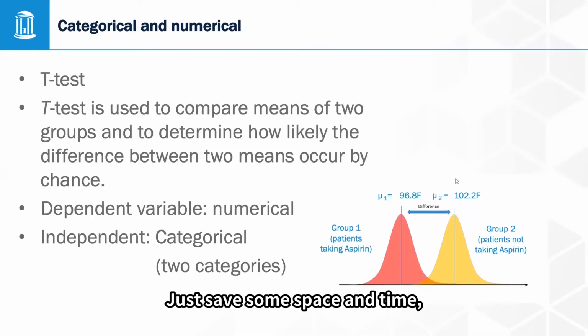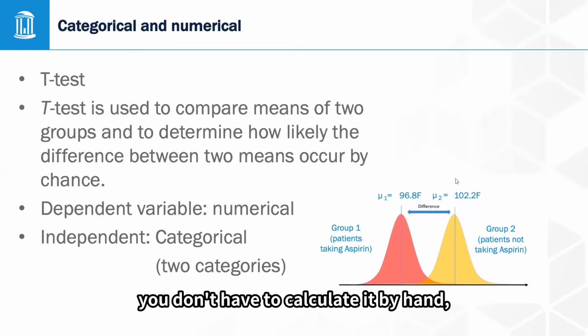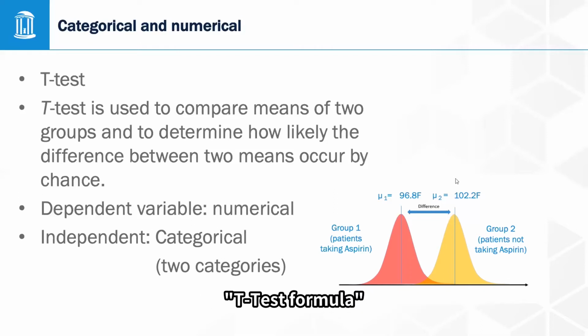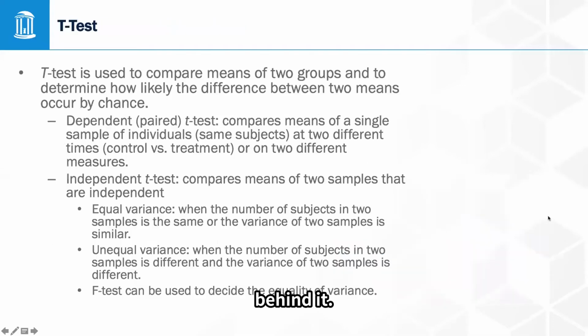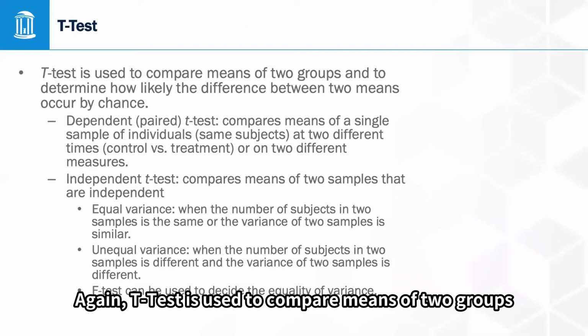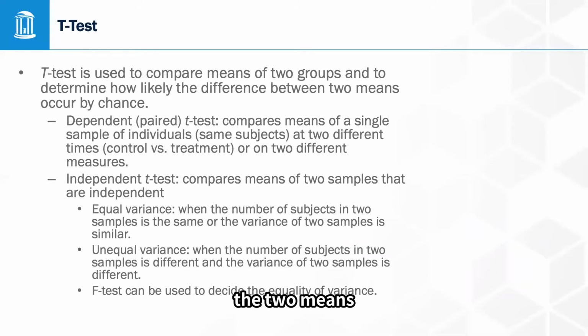To save some space and time and to make it less confusing, we won't show the formula of the t-test here. Most of the time, you don't have to calculate it by hand, but feel free to Google the t-test formula if you're interested in the mathematical mechanism behind it. Again, a t-test is used to compare means of two groups and to determine how likely the difference between the two means is occurring by chance.